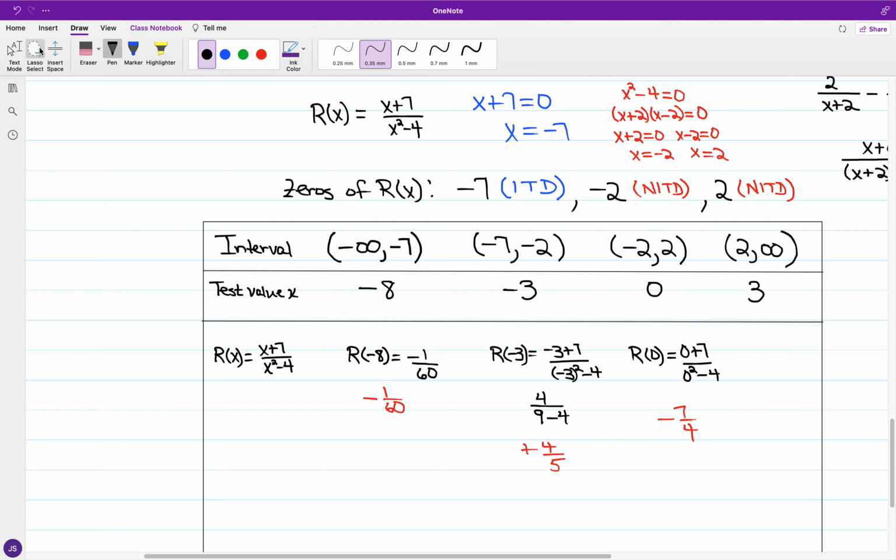And in the case of r of 3, we've got 3 plus 7 over 3 squared minus 4. 3 plus 7 is 10, and 3 squared is 9, minus 4 is 5. And so this will come out to positive 2.